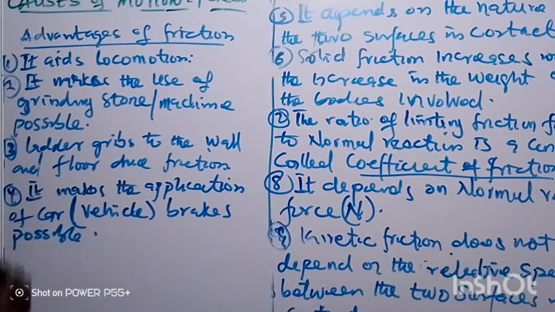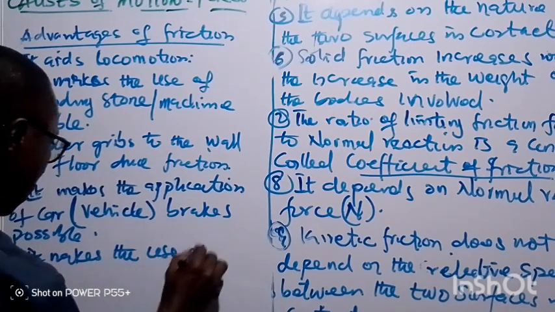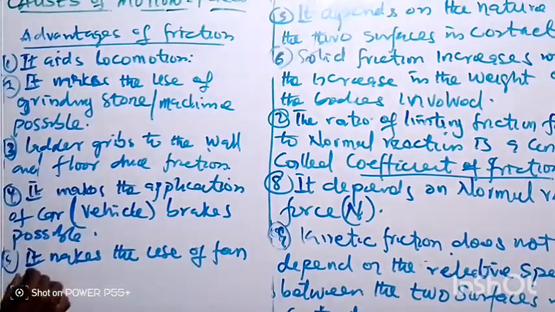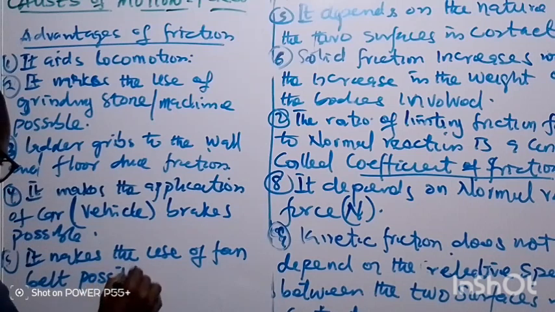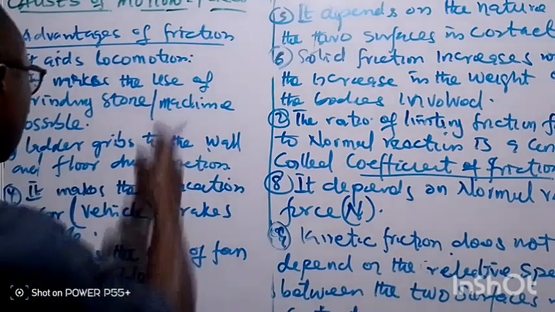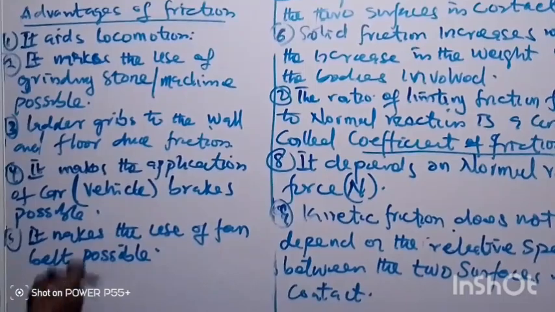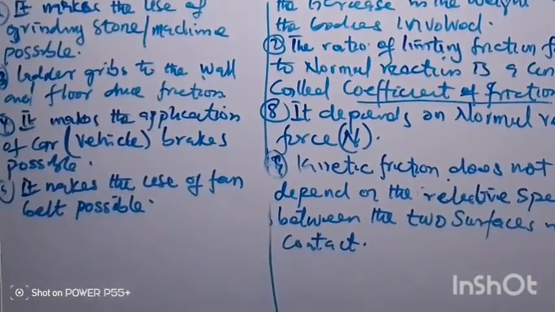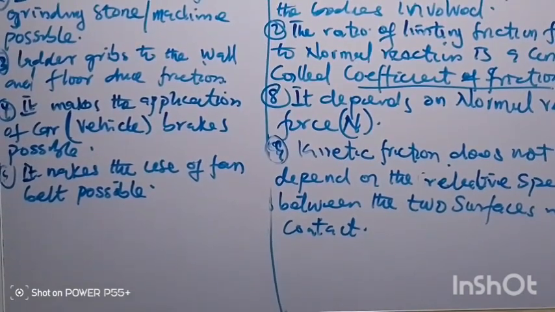Another one, number five, it makes the use of farm belt possible. Any farm machine that is using a belt, it makes it possible. If it's a grinding machine that is using a belt, the belt will hook to the part of the machine due to friction. If there is no friction, the belt will not be able to hold to the part of the machine. That's number five.